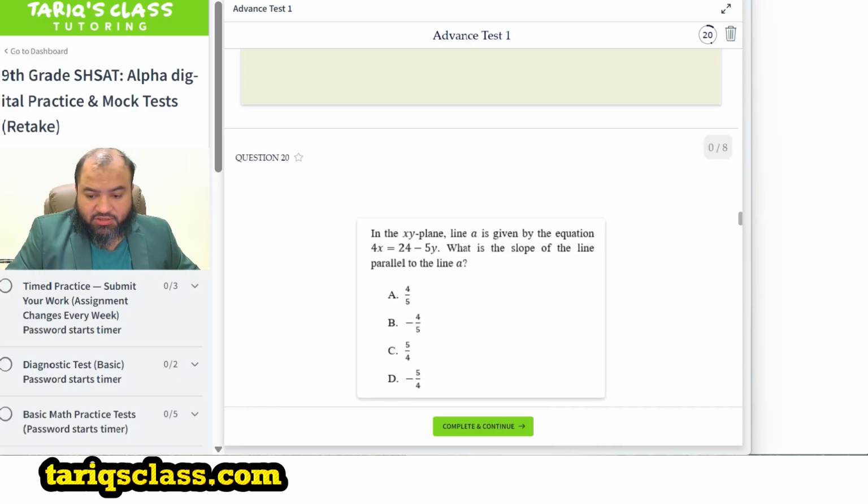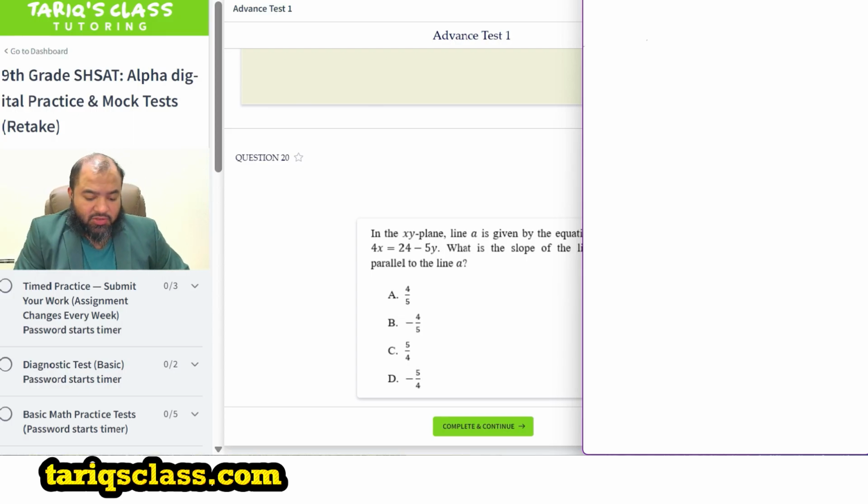Let's look at this question. This is important. This comes on the test a lot. It says, in the xy plane, line A is given by the equation 4x equal to 24 minus 5y. What is the slope of the line parallel to this? So some of you may already know this. So let's answer this.